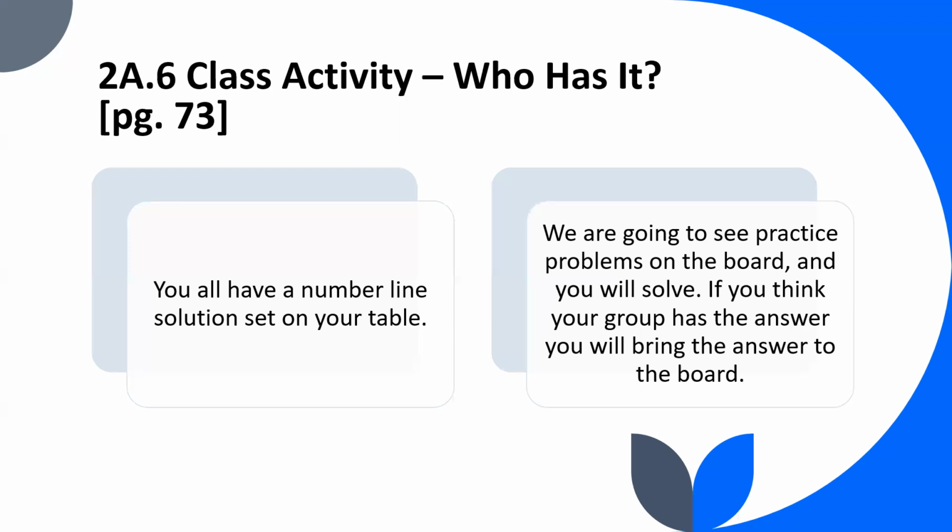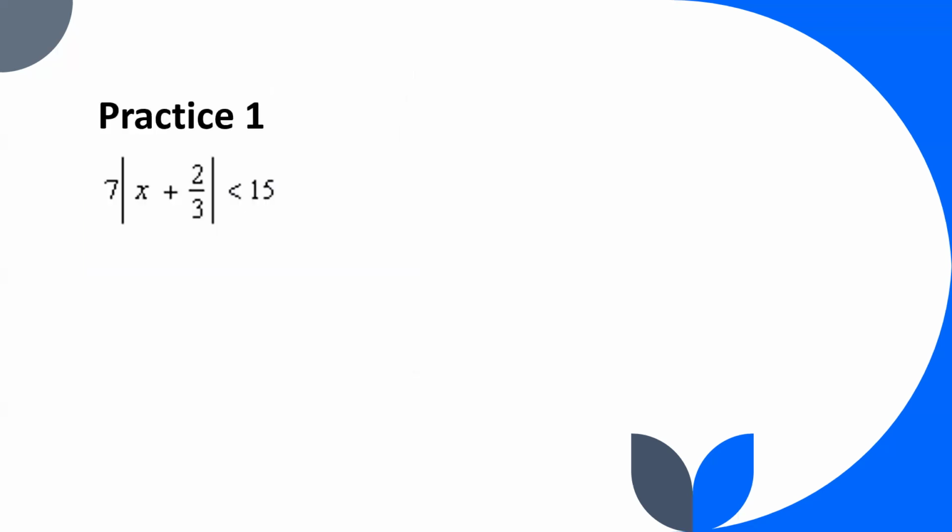They're playing who has it, and the goal is to correctly say I have it. All right. So up first, we have a fraction because fractions are our friends, and we tend to freak out with fractions, right? So it says 7 absolute value of x plus 2/3 divided by 15.